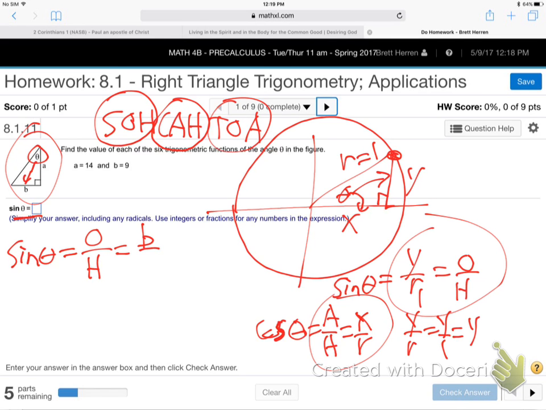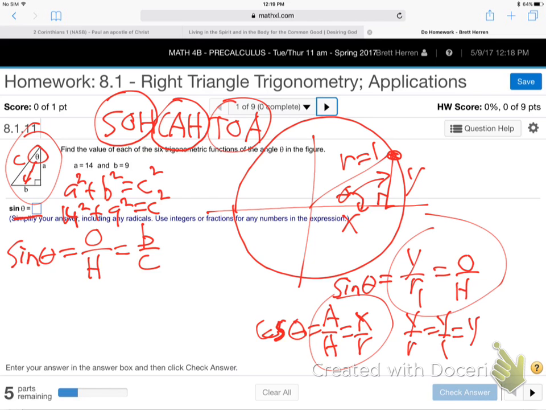Good? Over the hypotenuse, call it c. And you've got to find it with a squared plus b squared is c squared to find c. You with me? Sine of theta is opposite, which is b, over hypotenuse, which is c. A squared plus b squared is c squared, because in a right triangle, right, Pythagorean theorem. So that's what? 14 squared plus 9 squared is c squared.